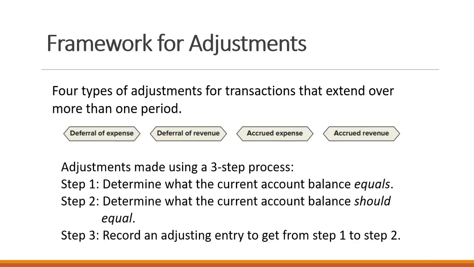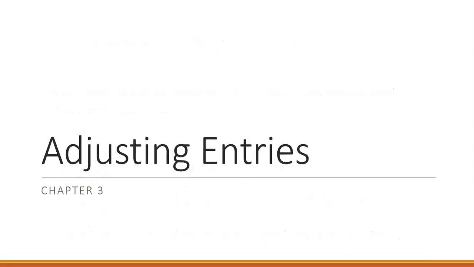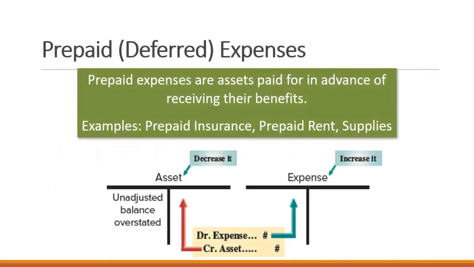Do we have prepaid expenses that we've used up? So did we prepay insurance and rent and now we've used that up? So those are different examples of adjusting entries. We're going to look at these in deeper detail. So the first is these prepaid expenses. So this is prepaid insurance, prepaid rent, supplies.